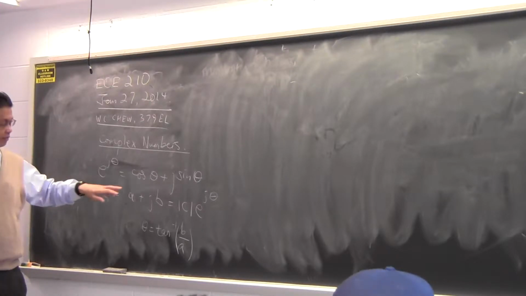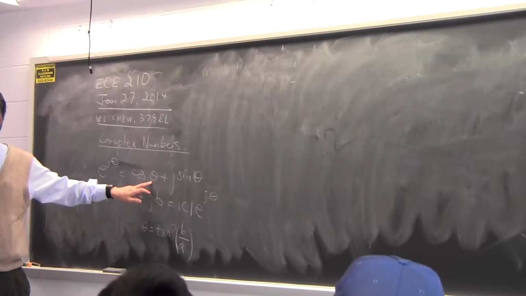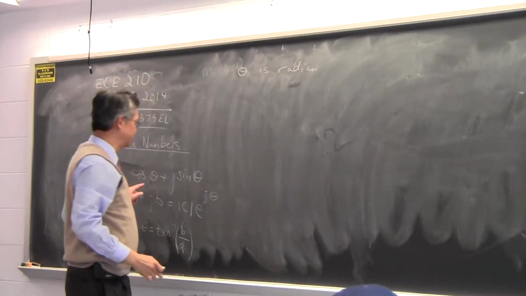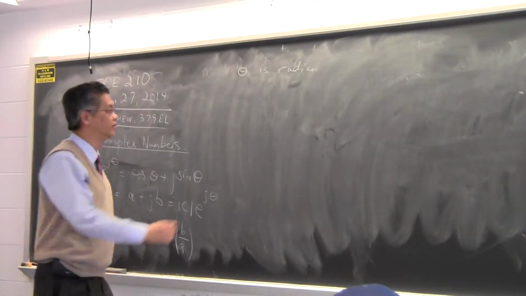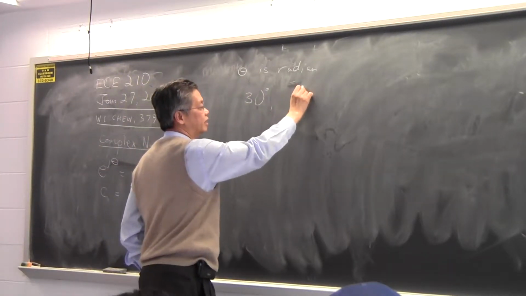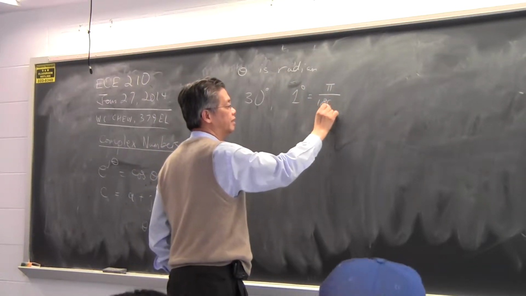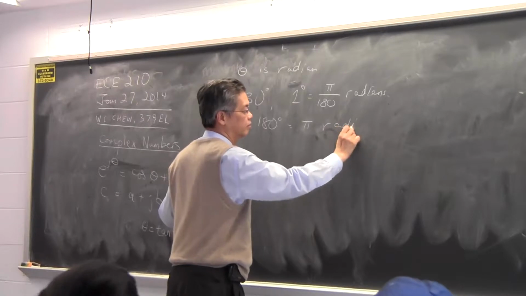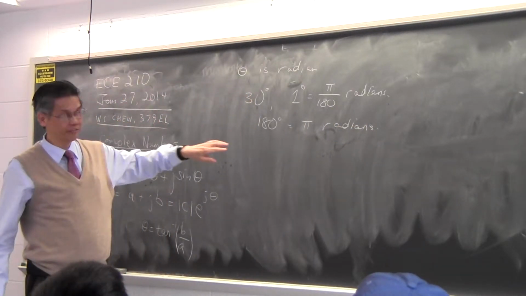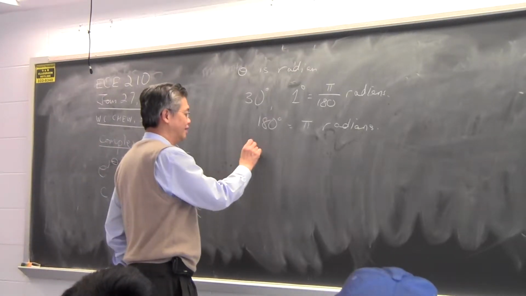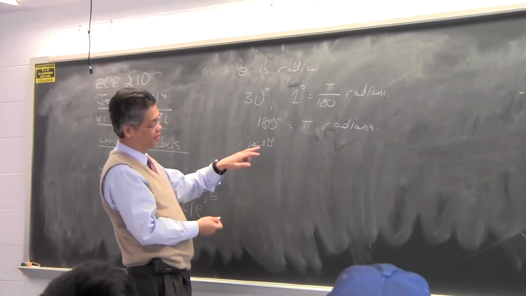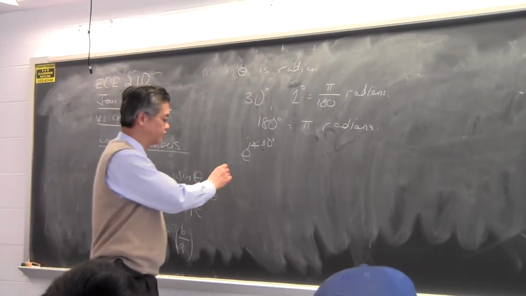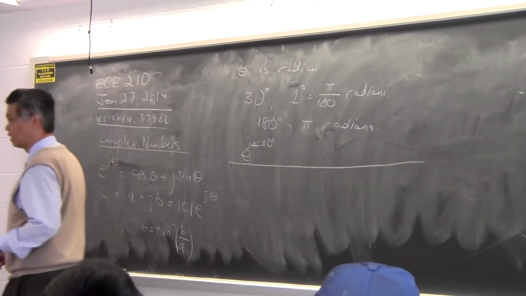One thing I'd like to remind you of is that this theta always has to be expressed in radians when you want to use this kind of formula. So when you say something is 30 degrees, what you actually mean is that 1 degree is equal to pi over 180 radians. 180 degrees is equal to pi radians. So you have to be mindful of that. When you say e to the j 30 degrees, you actually mean that you convert this 30 degrees into radians before you plug into this formula. Always express everything in terms of radians before you apply those formulas.